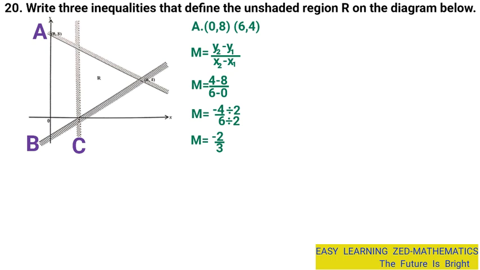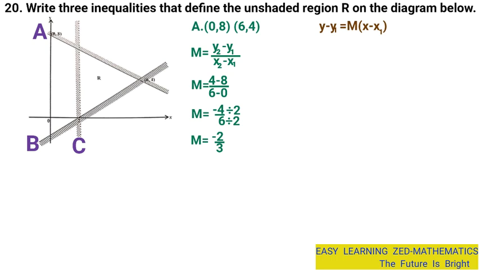Okay, once I've found the gradient, now I'll go further and find the equation that can represent that line. Okay, so what I'm going to do is I'm going to write y minus y1 is equal to m open bracket x minus x1. Okay, then once I've done that, then I'm going to replace y1, the gradient as well as x1 by their values.